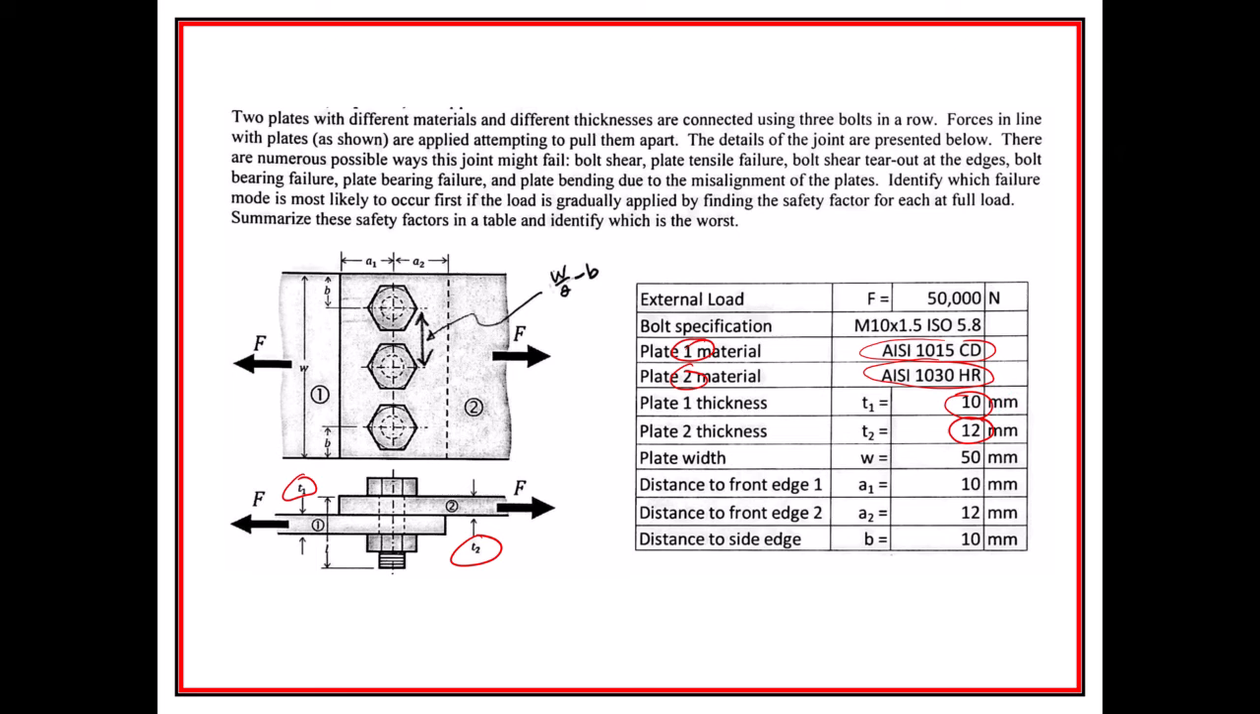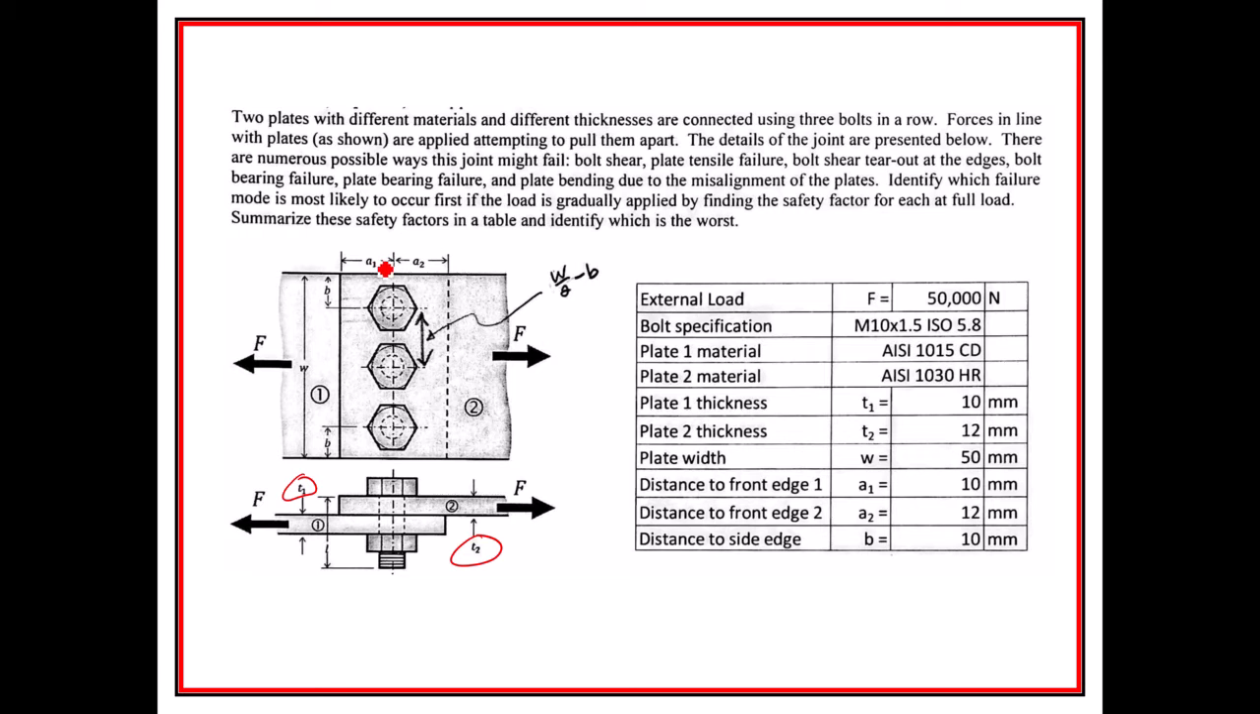Now what I should have done in hindsight is to flip these two things over and make the thinner one the stronger material and make the thicker one the weaker material, and then you would not have known right away where the failure mode was going to be. But I didn't do that.